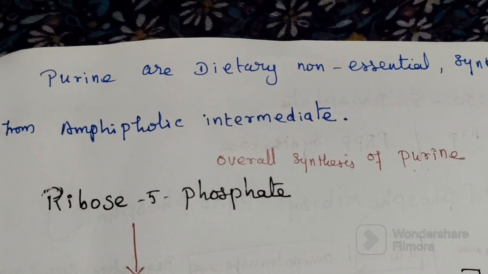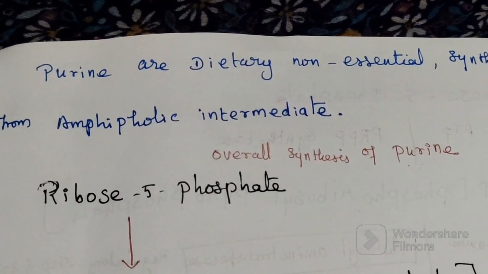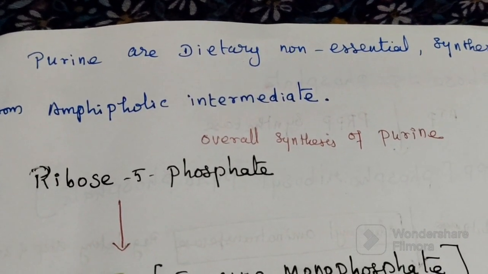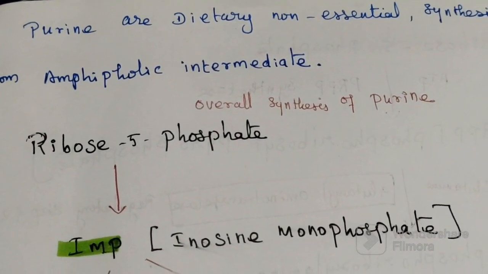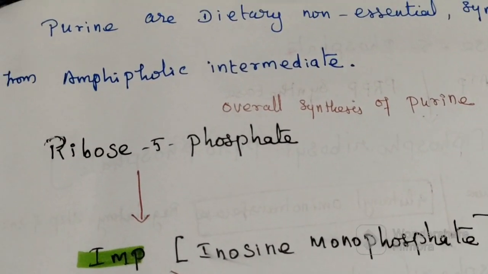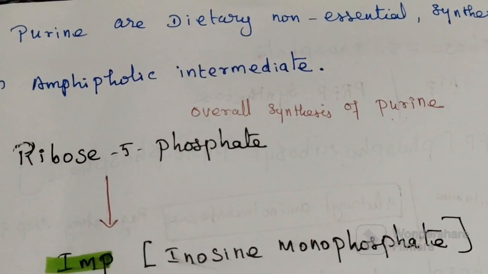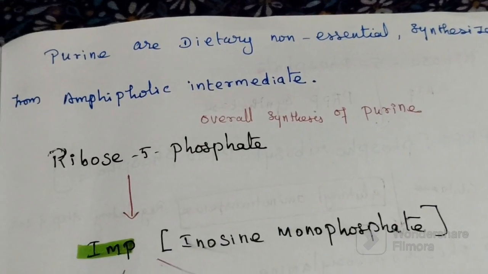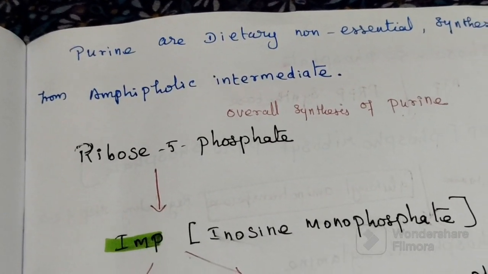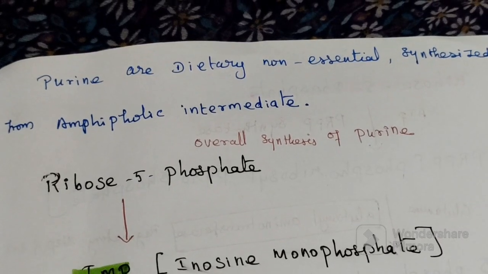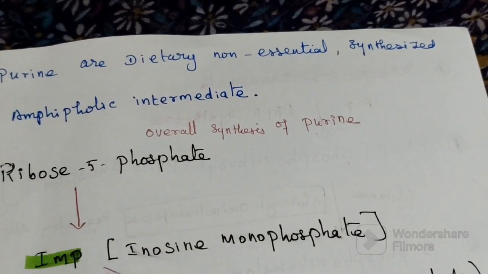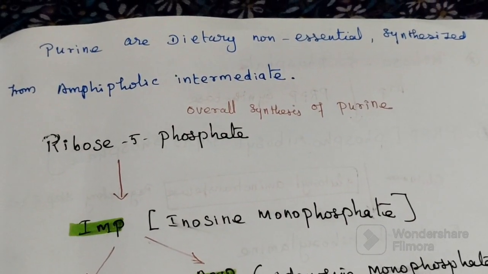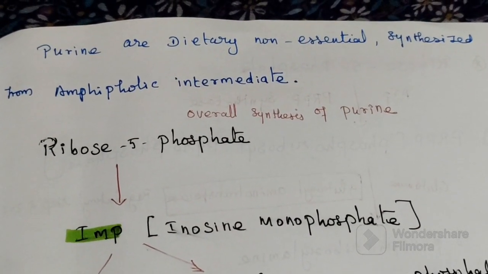Purines are dietary non-essential. They are synthesized from amphibolic intermediates, and that is known as de novo synthesis of purine. This is purine nucleotide synthesis. There is synthesis of IMP first.